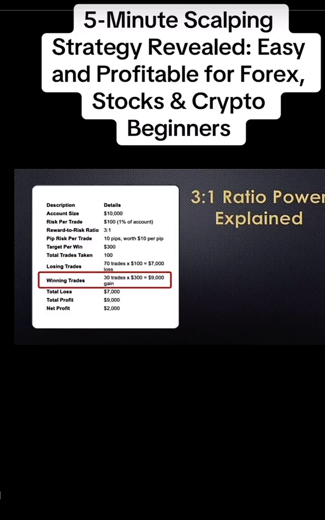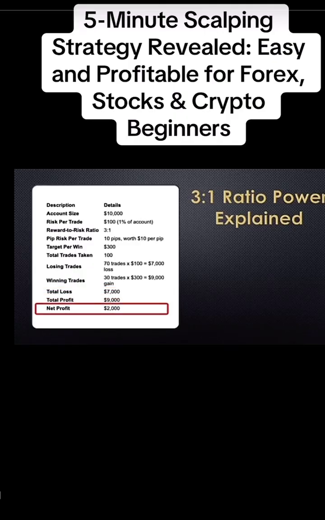Now let's say you win the remaining 30 trades. For each winning trade, you make 3 times what you risked, which is $300 per trade. Your total profit from these 30 winning trades is $9,000. Now, subtract your total losses from your total profits. Even though you lost 70% of your trades, you still walked away with a $2,000 profit.